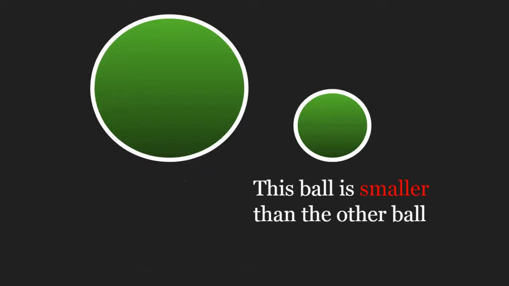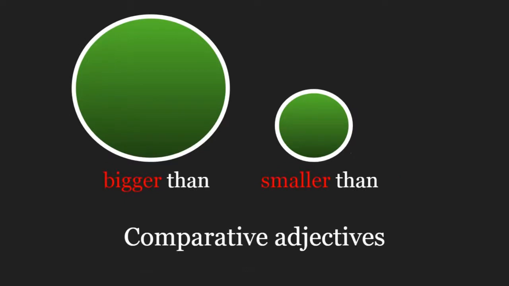Smaller and bigger are still adjectives. They're still describing the ball, but it's a little bit more special in that it's an adjective describing the ball when we are comparing it to another object, another noun. These things are called comparative adjectives. Hopefully the reason is obvious.